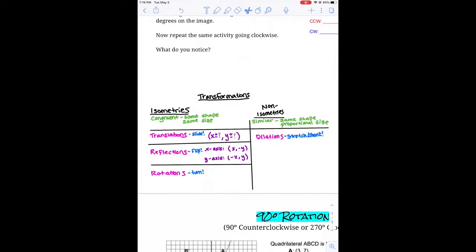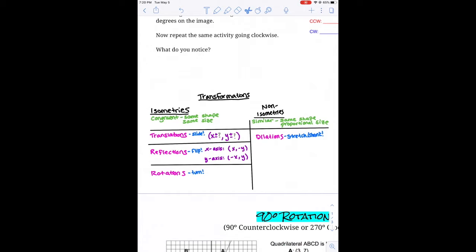Hey everyone, today we're going to talk about the third isometry. If you remember, there's two categories of transformations. There's isometries and non-isometries. Isometries keep the shapes congruent, same size, same shape. Non-isometries create similar figures. They will be the same shape, but they will have a proportional size instead of the exact same size. We've talked about translations and reflections, and we've come up with those rules.